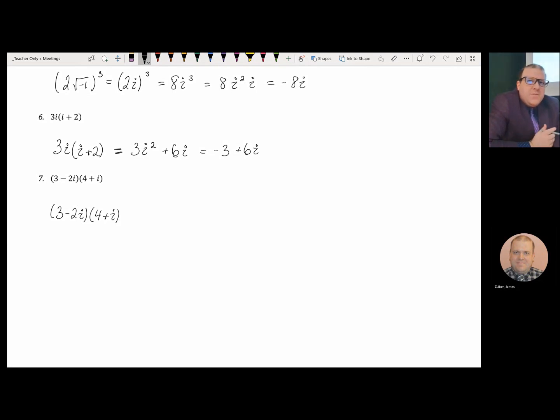Three minus 2i times 4 plus i. We have to FOIL. 3 times 4, then plus 3 times i, then plus negative 2i times 4, plus negative 2i times i, so that's negative 2i squared.